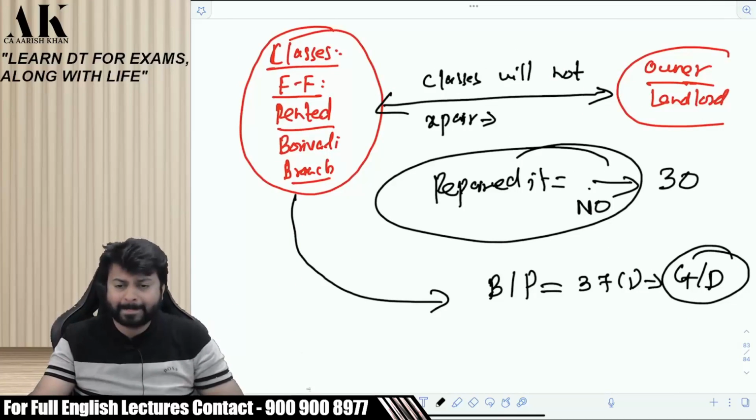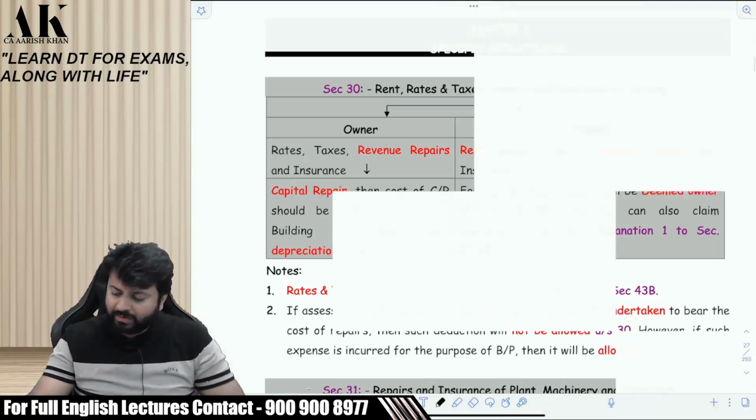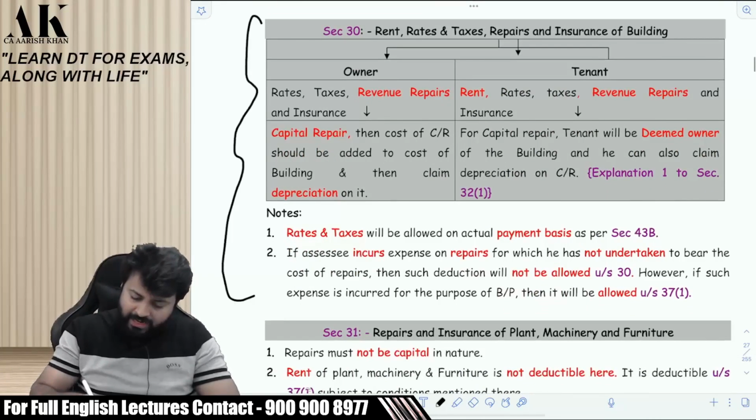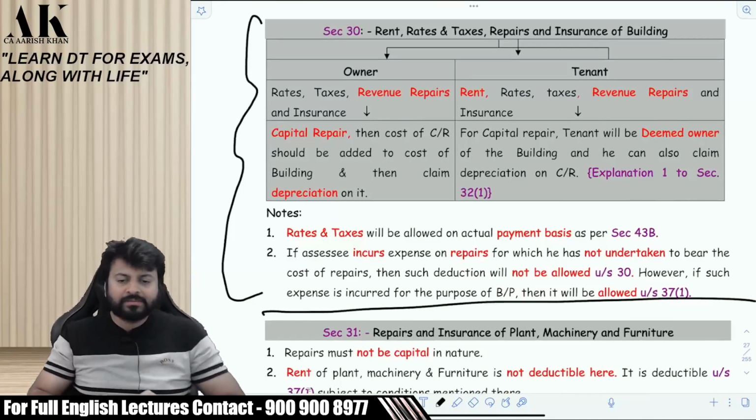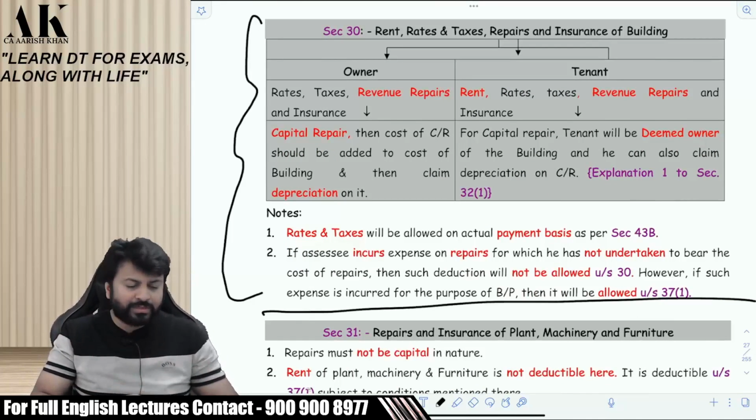Right. So you can read this now. The entire discussion from here till here I have explained to you in a few words. Everything is summed up in a few words over here.